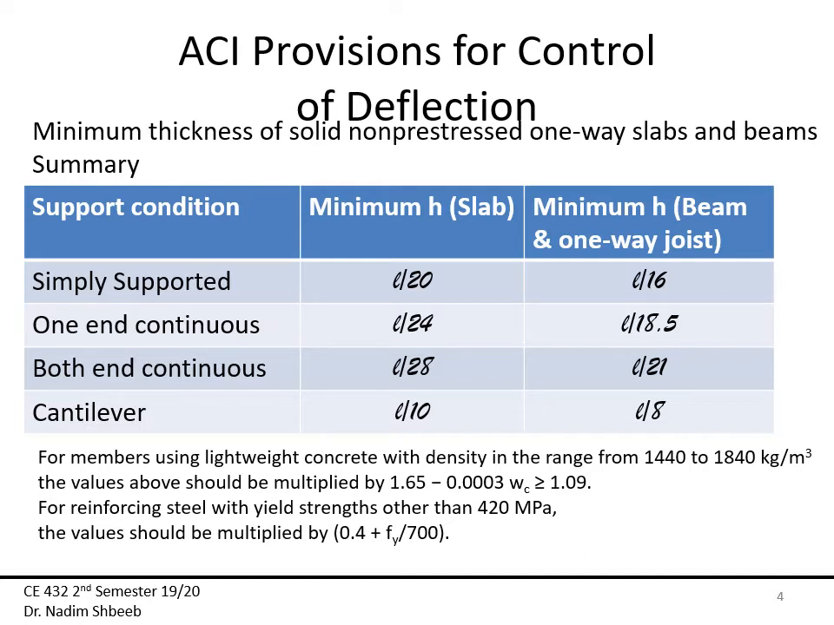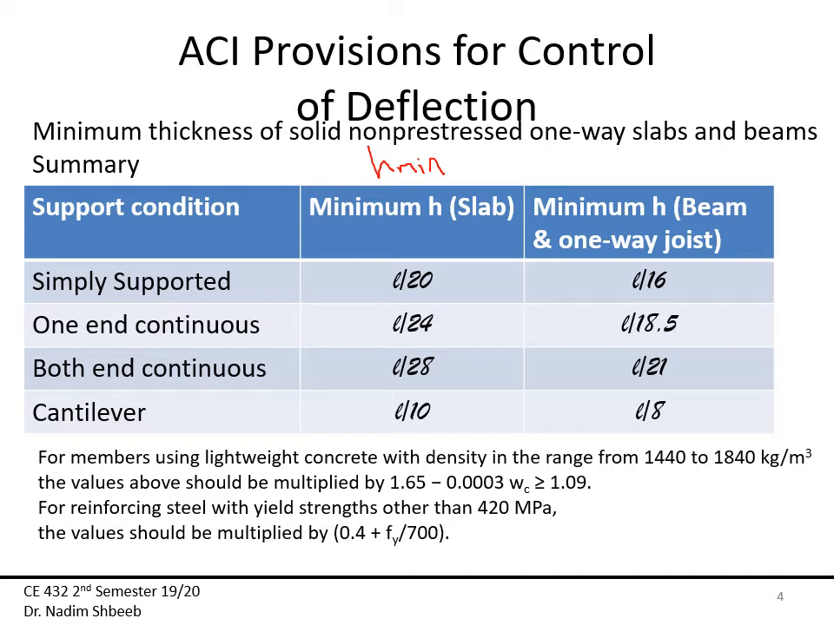Okay, and this is divided into two parts. First of all, if you look at this table, it is kind of the summary of the ACI code sections 7.3 and 9.3. 7.3 talks about the solid slabs, and 9.3 talks about beams and one-way joist or ribbed slabs. Then the limitations are, and by a minimum slab I mean the H minimum. So that's the minimum thickness that you need for you not to calculate the deflection.